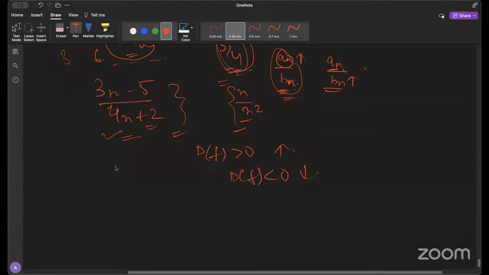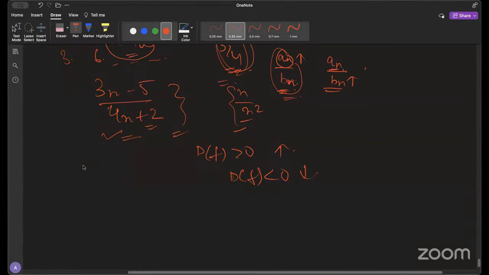Ma'am, with 3 or 4 given values, we can find out whether it's an increasing or decreasing function, right? You can just get an idea. It's just a rough idea. You can't actually predict what's eventually going to happen to the sequence. There are other ways for that.